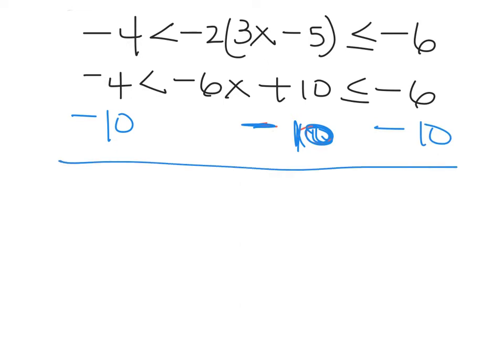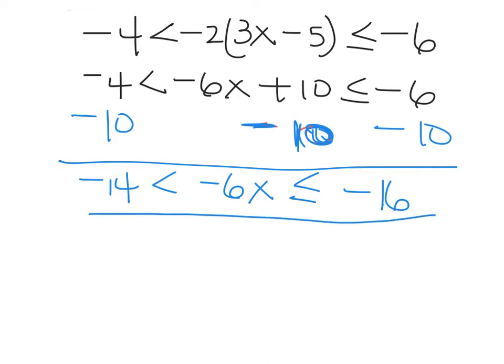And we get negative 4 minus 10 is negative 14 is less than negative 6x, which is less than or equal to negative 16. All right, so then if you look at this problem, how would you solve that middle part of the problem? I would divide by negative 6. So I'm going to divide by negative 6 on all parts of the problem. Now, because I'm dividing everything by a negative 6, that also means I need to flip the sign.